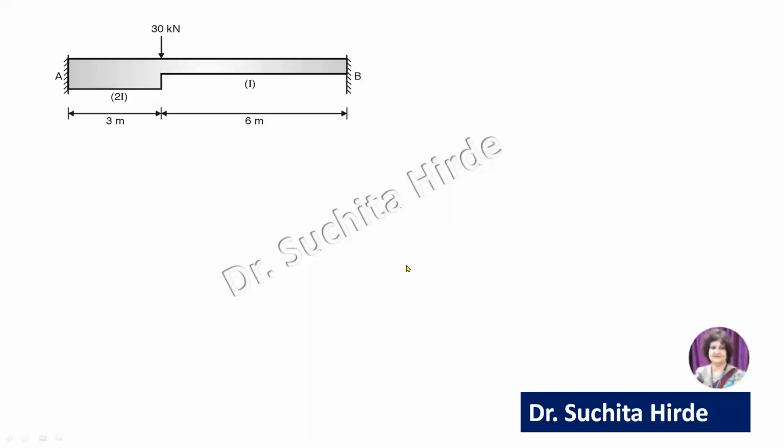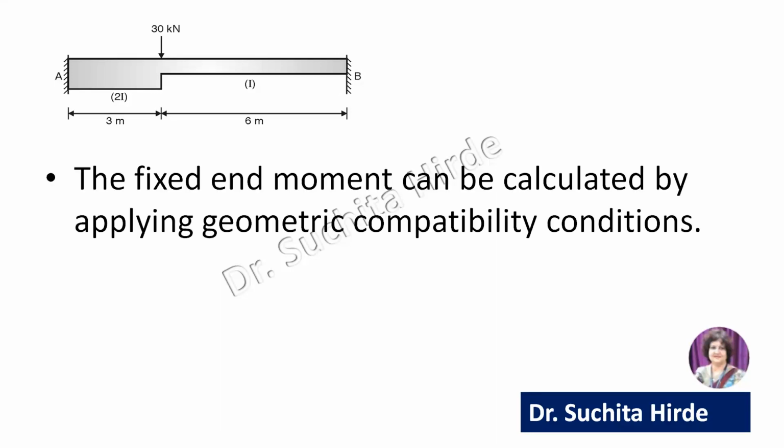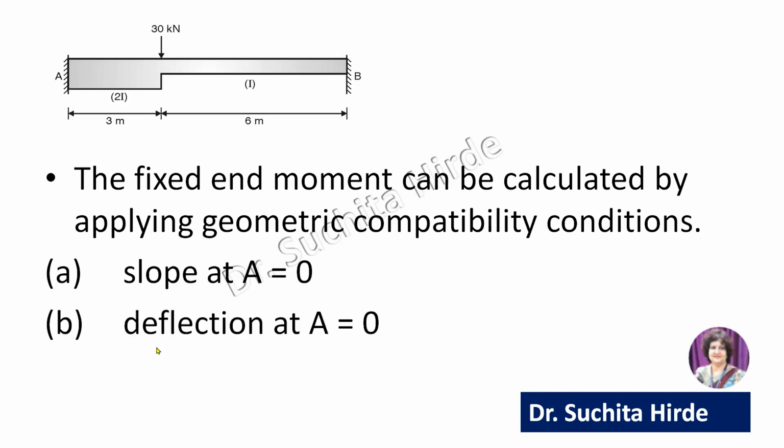As you know, there are two unknowns in this beam, that is MAB and MBA. We are going to calculate these unknowns by applying the geometrical compatibility conditions. As you know, compatibility conditions are in terms of slopes and deflection. So the first compatibility equation which we are going to apply is slope at A is equal to 0, and the second condition is deflection at A is equal to 0.